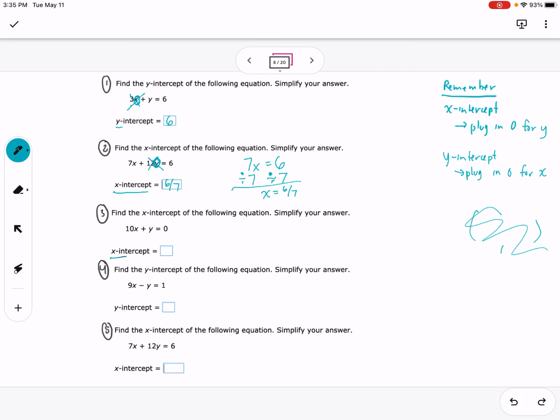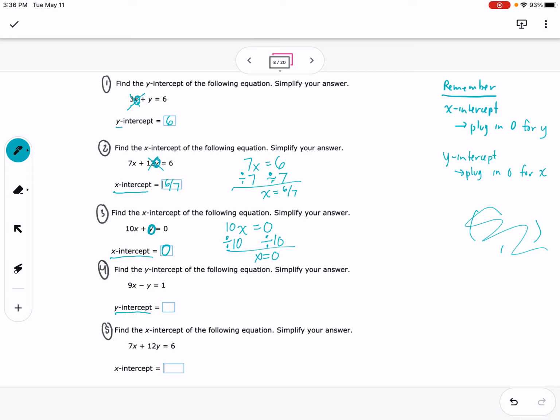Okay, in this next one, I'm looking for the X-intercept, so that means I'm going to plug in 0 for Y. Okay, so then what ends up happening here is I have 10x equals 0. Well, when I divide by 10, that's 0 divided by 10, and x equals 0. My X-intercept is just 0.